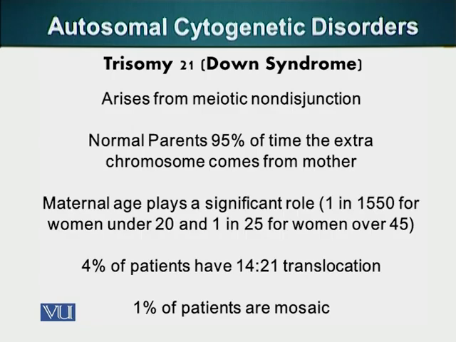4% of the patients have Robertsonian translocation, 14;21. 14 is also an acrocentric chromosome, and 21 is also an acrocentric chromosome. We won't talk about this since it is slightly beyond the scope of this course, but I just wanted to mention that 1% of the patients are mosaic.